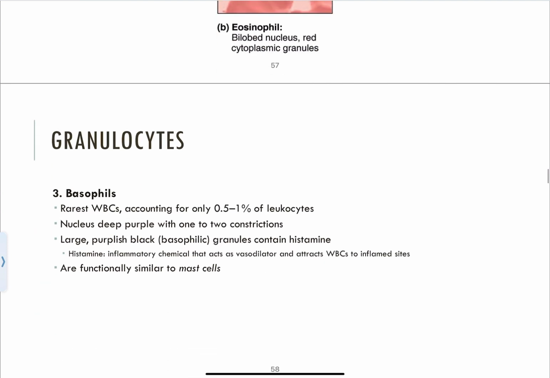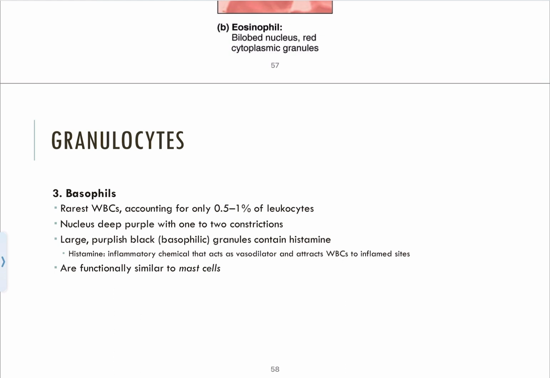Our third granulocyte is a basophil. This is the rarest one we have. If you remember, never let monkeys eat bananas. The banana stands for basophil. So out of all of our leukocytes in a differential panel, maybe only about 0.5 to 1% of them are actually basophils.